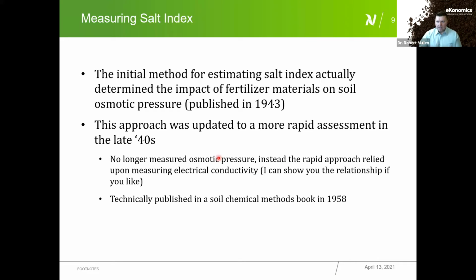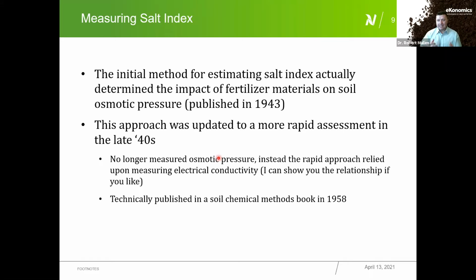So the initial method for estimating salt index was that they were measuring osmotic pressure from soil. We don't do that anymore experimentally. So if we're producing a new fertilizer material, we submit it to a lab to determine what the salt index of that product is. It's not occurring in a soil environment. It's actually occurring in an aqueous environment. And we're not measuring osmotic pressure. We actually measure electrical conductivity. Now, the good thing is there is a relationship between electrical conductivity and osmotic pressure.